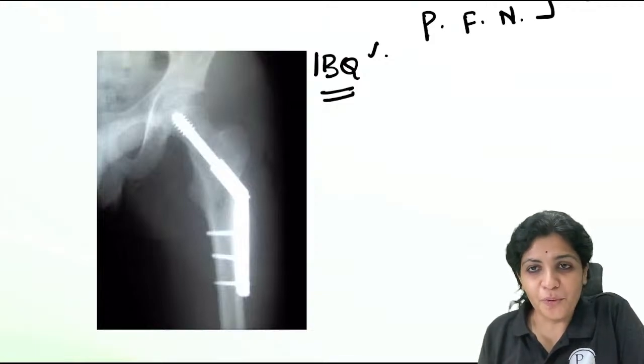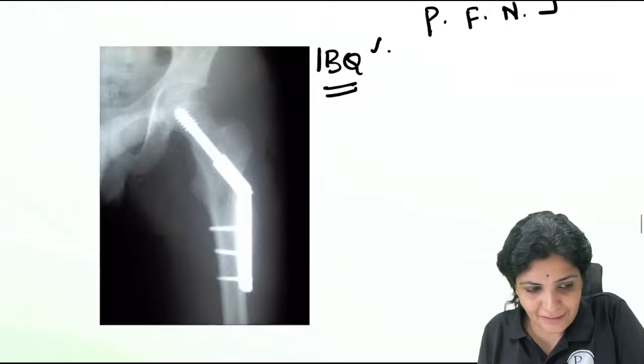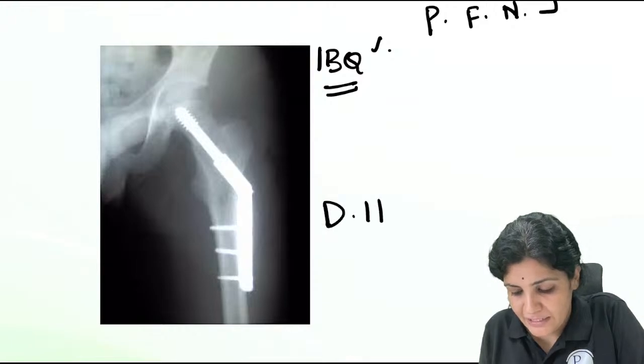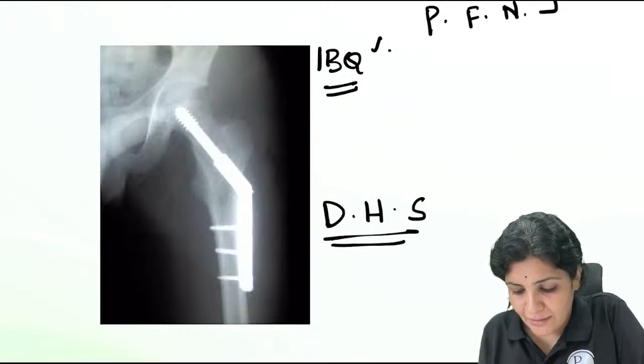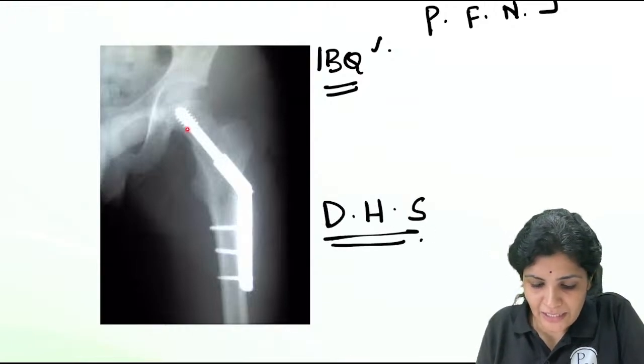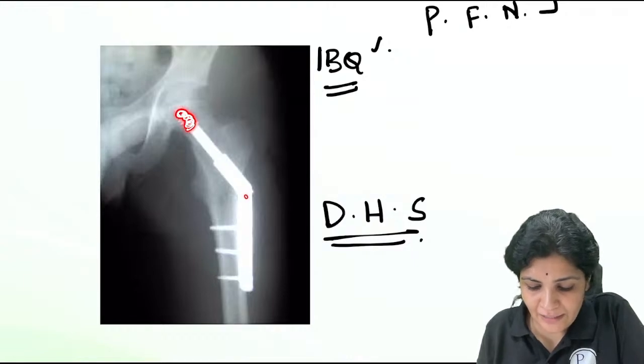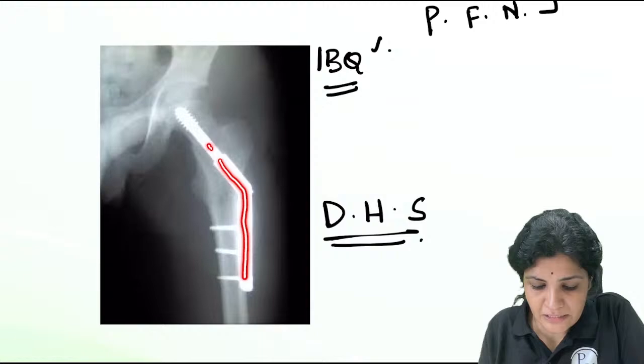No, no, don't go so fancy, Nithin. This is a simple DHS. This is the dynamic hip screw. So you can see there is a screw inside the head and there is a plate. Whenever you see this, this is called the plate and this is the screw.